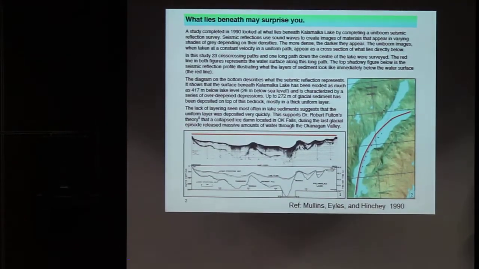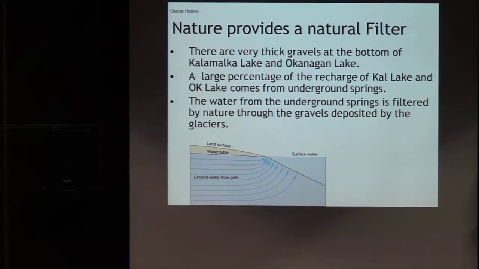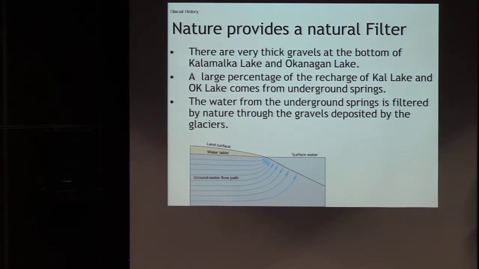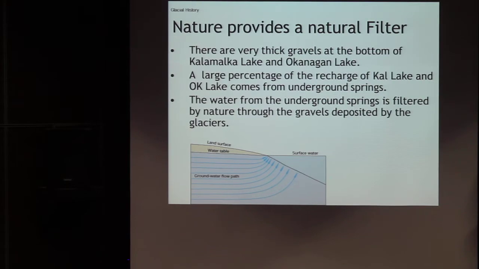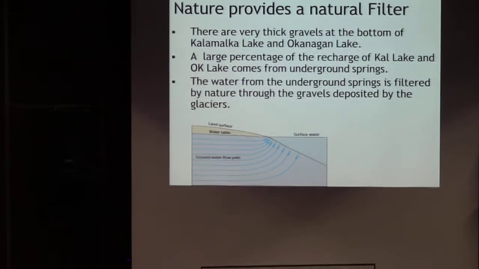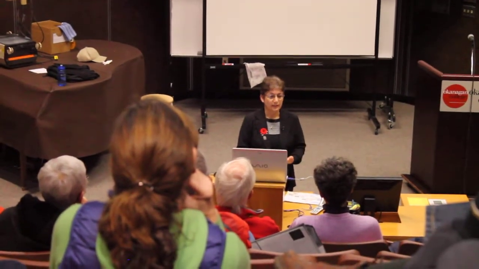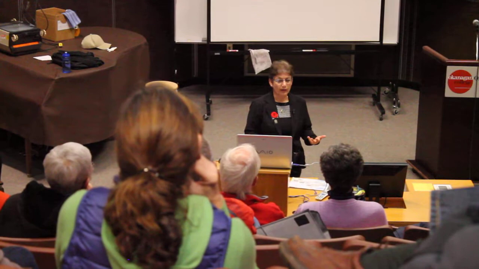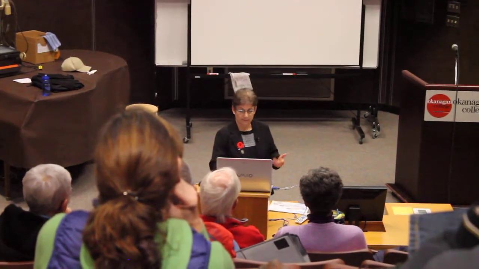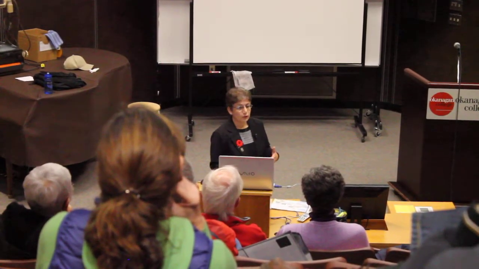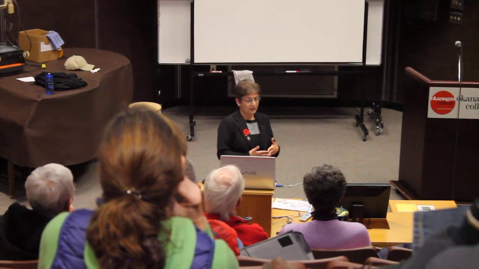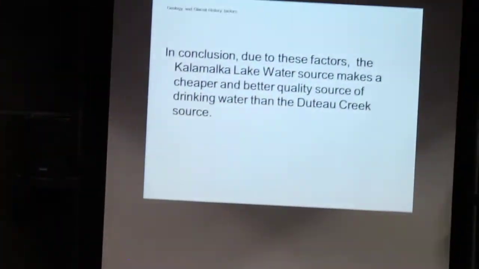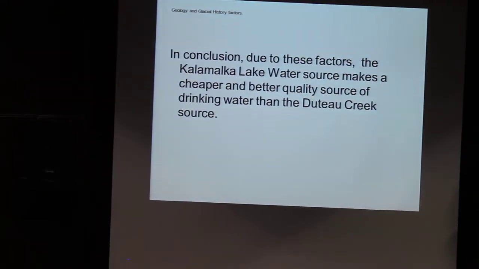And so nature provides a natural filter. There's very thick gravels at the bottom of Kalanaka Lake and Okanagan Lake. A large percentage of the recharge of Kal Lake and Okanagan Lake comes from underground springs. The water from the underground springs is filtered by nature through the gravels deposited by glaciers. So in conclusion, due to these factors, the Kalanaka Lake water source makes a cheaper and better quality source of drinking water than the Duto source.